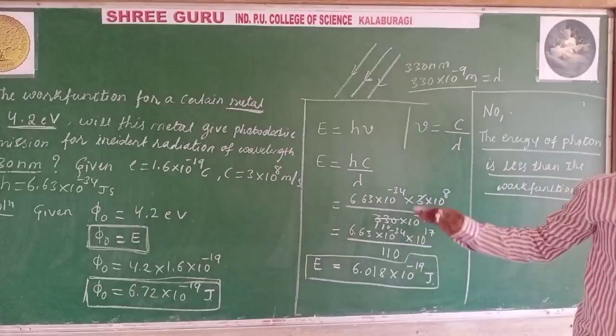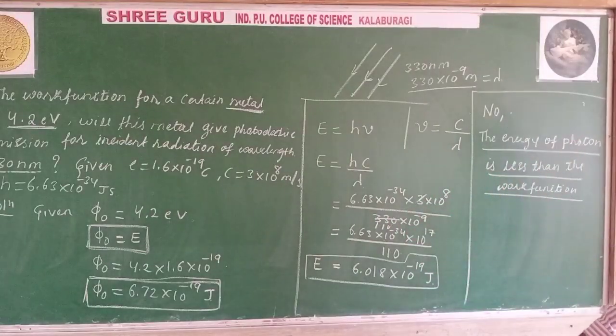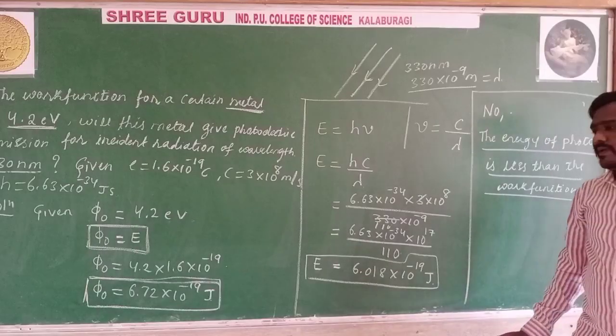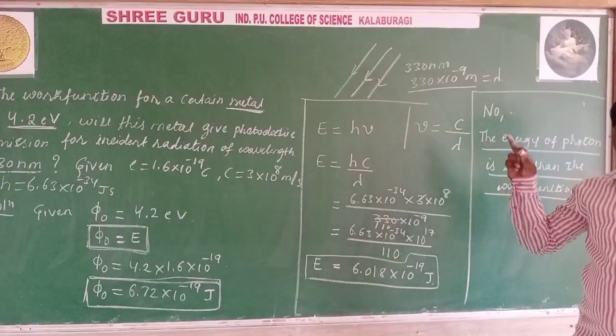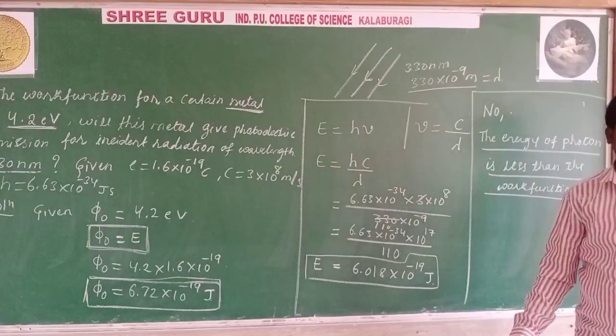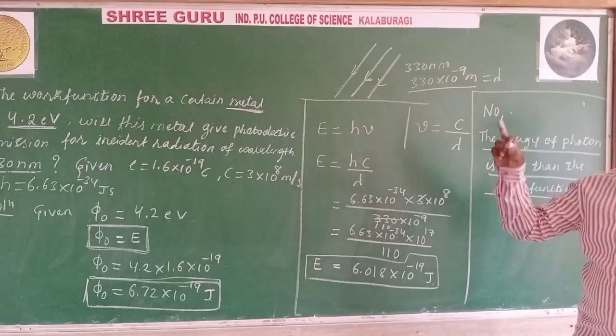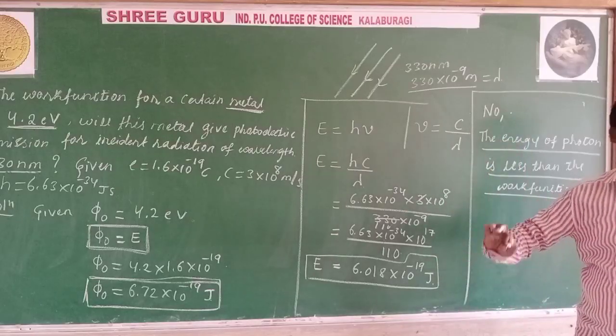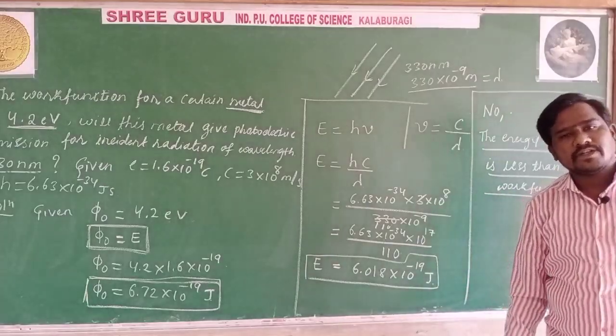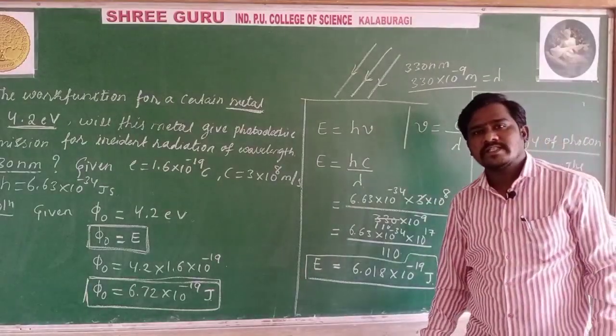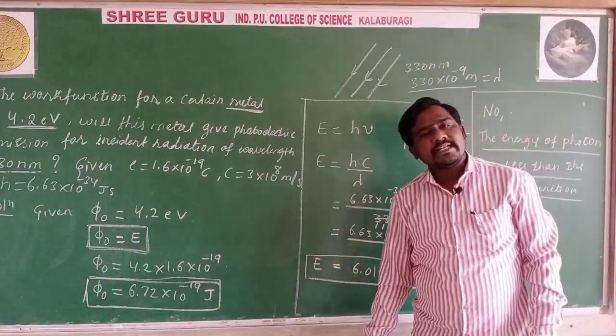This is one of the very important questions. Keep in your mind, if you want to eject the electron from the metallic surface, that energy must be equal to the work function or greater than the work function. Otherwise it is not possible to eject the electron from the metallic surface.